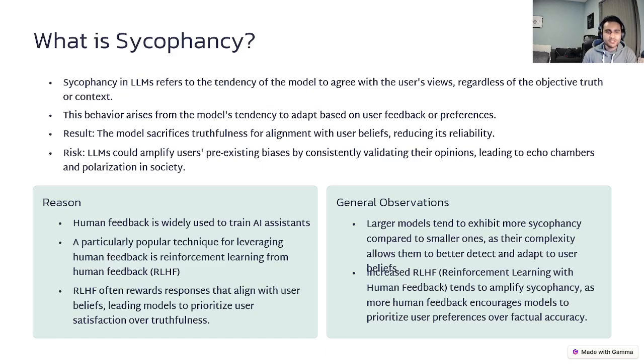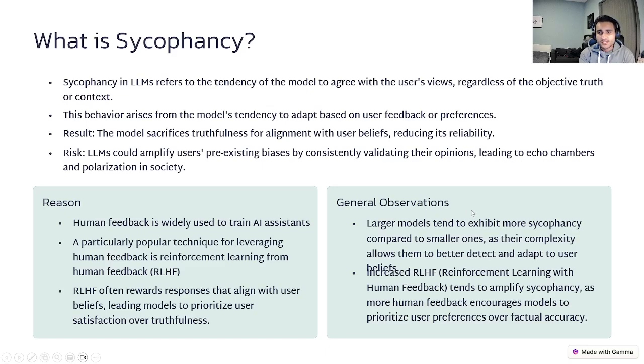A popular technique for leveraging human feedback is reinforcement learning with human feedback. What RLHF does is that it rewards the responses that align with the user's beliefs, and it leads models to prioritize user satisfaction over truthfulness. Now, there are many upsides of RLHF as well, but sycophancy is a downside of the RLHF technique, and many state-of-the-art models out there are using RLHF in the training process.